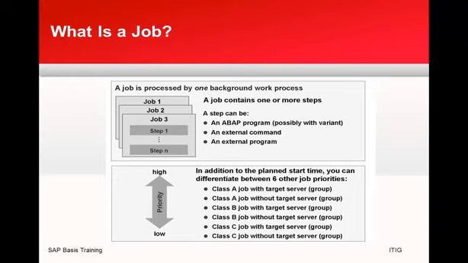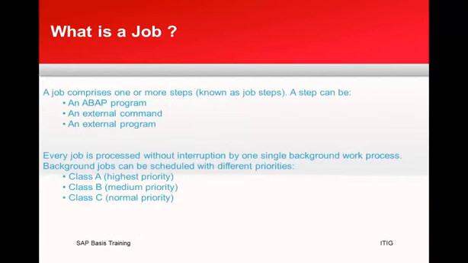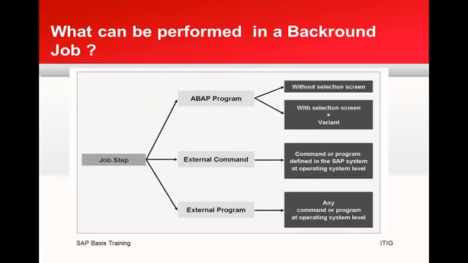In addition to the planned start time, you can differentiate between 6 other job priorities. That is, class A job with target server group, class A job without target server group, class B job with target server group. Same thing goes on for class B and C jobs as well. So as we saw, a job consists of multiple steps, and each step could be an ABAP program, an external command, or an external program, and there are 3 types of jobs. Same thing we are seeing here, that is what we can execute in these steps.